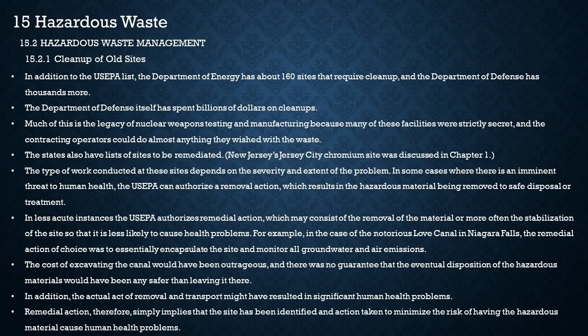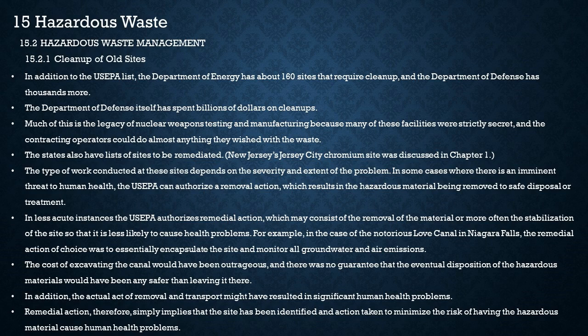In addition to the USEPA list, the Department of Energy has about 160 sites that require cleanup, and the Department of Defense has thousands more. The Department of Defense itself has spent billions of dollars on cleanups. Much of this is the legacy of nuclear weapons testing and manufacturing because many of these facilities were strictly secret, and the contracting operators could do almost anything they wished with the waste. The states also have lists of sites to be remediated. New Jersey's Jersey City Chromium site was discussed in Chapter 1.